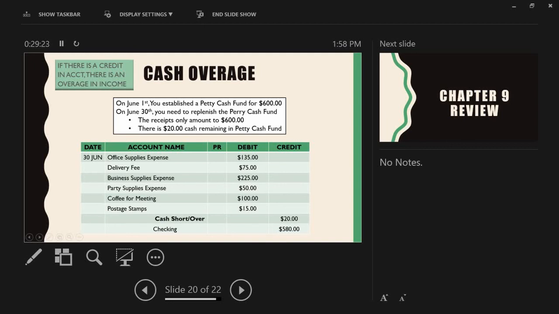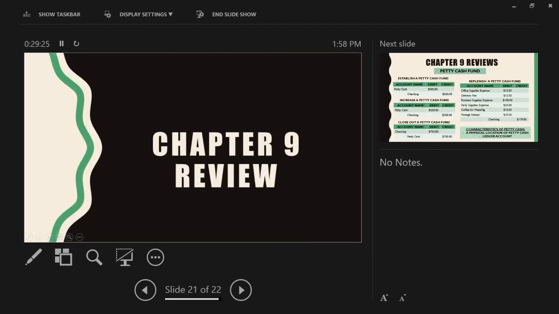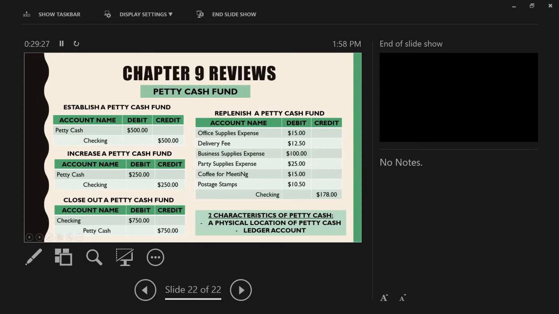All right? So again, chapter review. I just want to make sure that you go over this. So how to establish a petty cash fund, how to increase it, how to decrease it, and what you do to replenish it. Okay? And yes, the 2 characteristics, because you need to have a physical cash drawer and you need to have a ledger account for it.